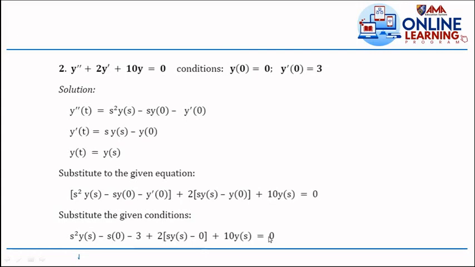Yun po yung value niya, no? s squared Y(s) minus s y(0) minus y'(0). Ito siya, no? Y prime of 0 is equal to 3. Ito na yung value niya. And y(0) is equal to 0. Okay? Based on the given condition, y(0) is equal to 0, y prime of 0 is equal to 3. Plus 2(sY(s) minus y(0)), y(0) is 0 for this one. Okay? Ito na yung value niya. Plus 10Y(s) is equal to 0.